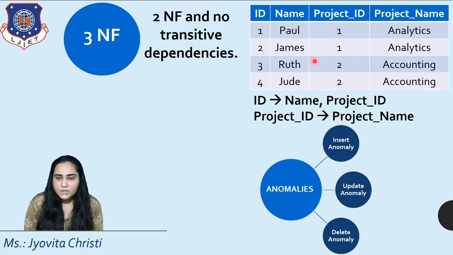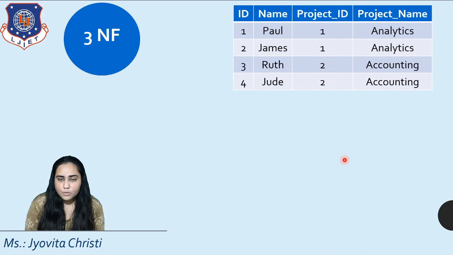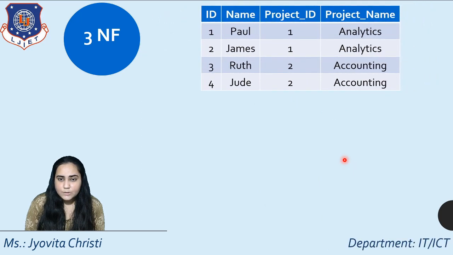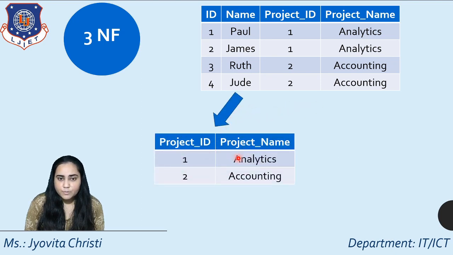So as you see, this is not a very efficient design because of the transitive dependencies. And so also this table is not in the third normal form. And to bring it in the third normal form, of course, what we need to do is to split it into parts or to decompose it. The first part that we can make is the project ID and project name. This is the first part.